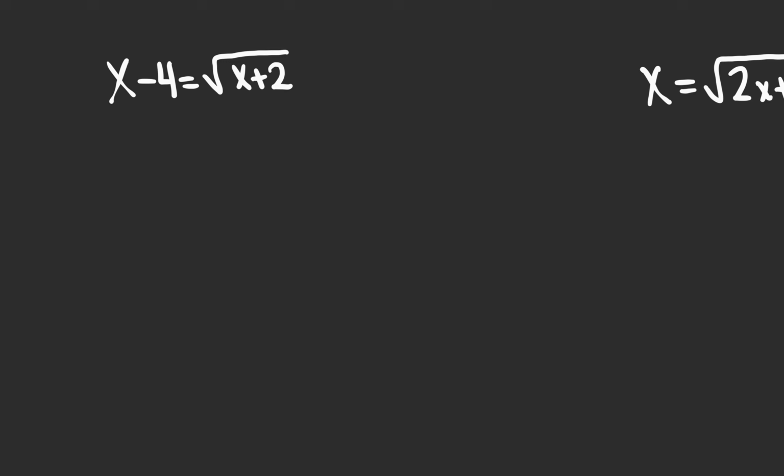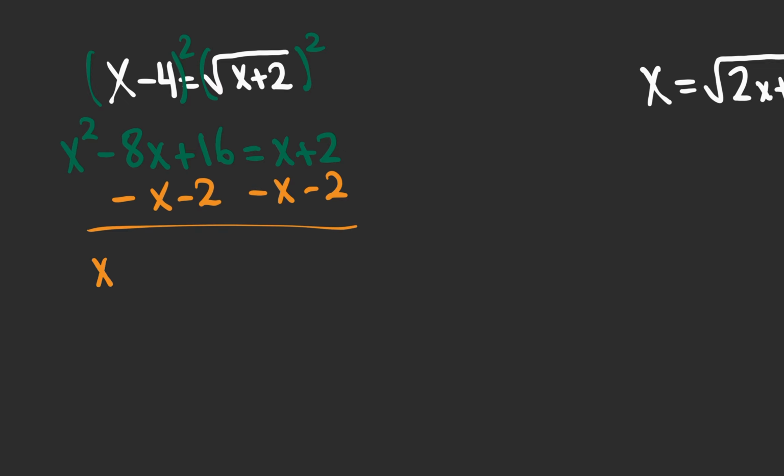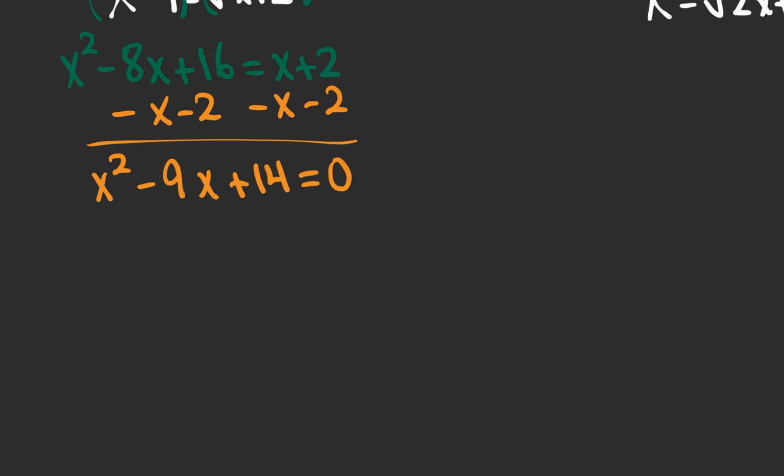For the next one, same idea. I square both sides. This will leave me with x squared minus 8x plus 16 is equal to x plus 2. I then subtract x and 2 on both sides. This will leave me with x squared minus 9x plus 14 is equal to 0. We then look for the factors. Looking at this, the factors are going to be x minus 7 and x minus 2. And it makes sense, right?